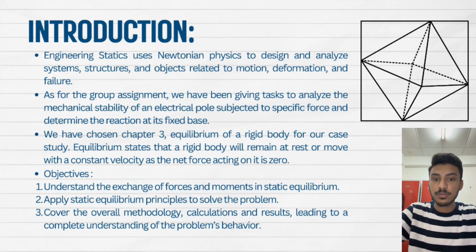There are two types of equilibrium. One is static equilibrium, where the rigid body is at rest and all of the forces acting on it are balanced. The second one is dynamic equilibrium, where the body is moving with a constant velocity without acceleration due to balanced forces acting on it. But for our case study, we will look into rigid bodies in static equilibrium.